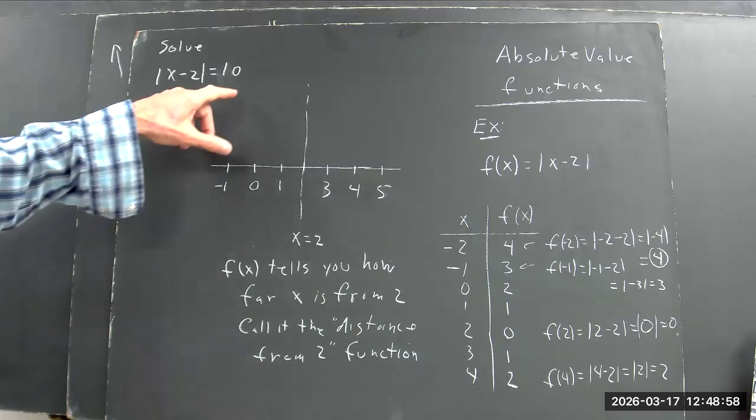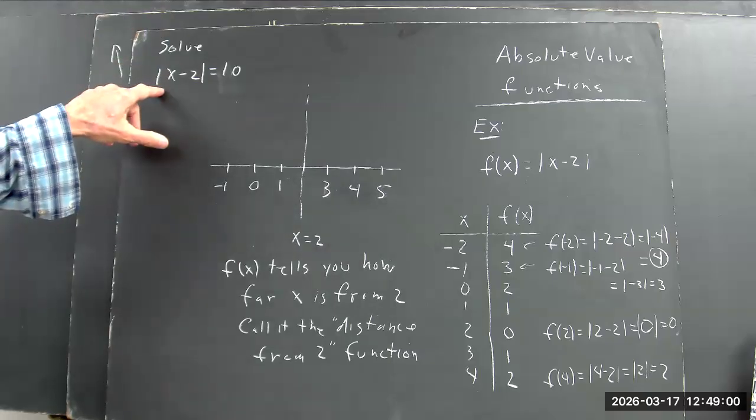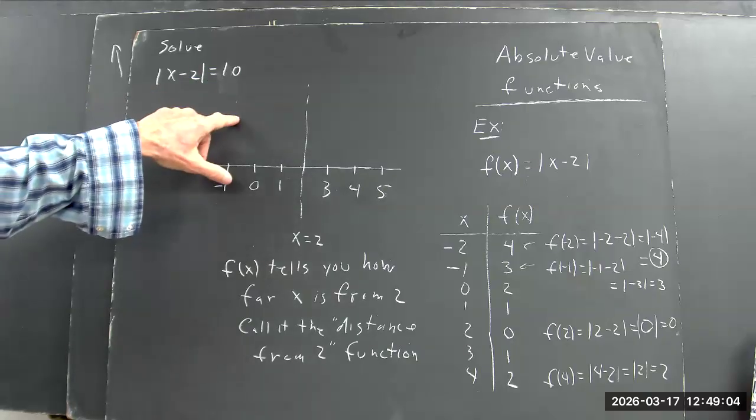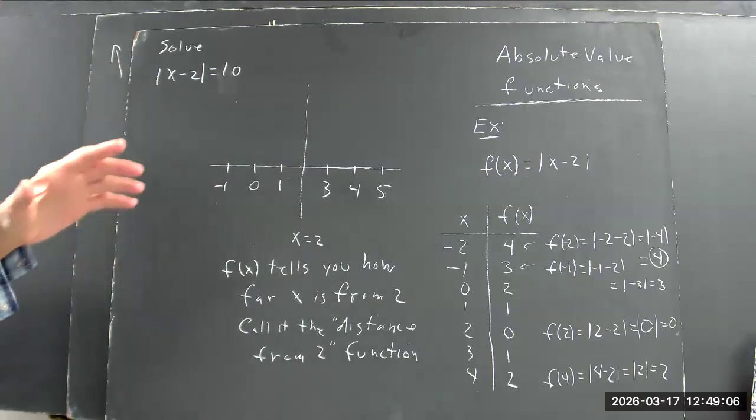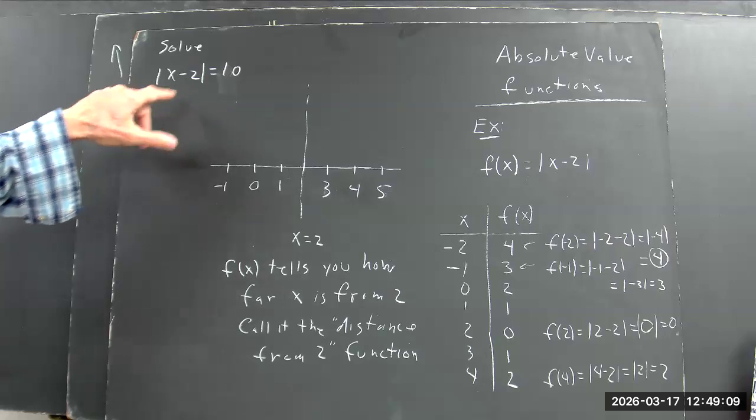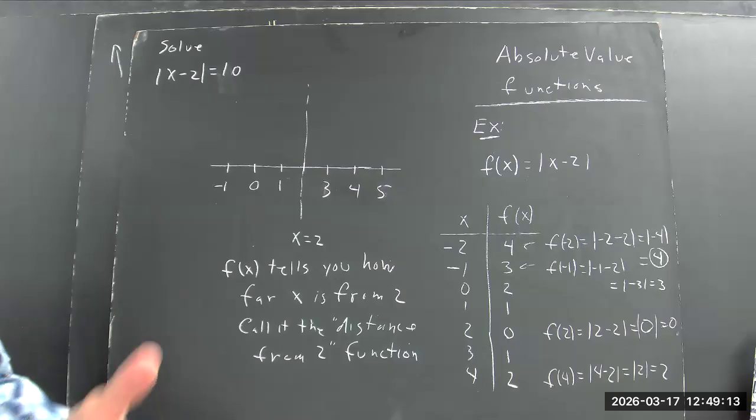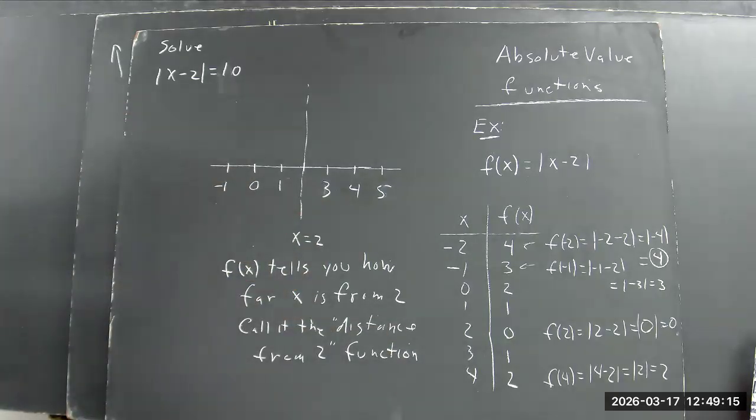So your solutions are going to be 12 and -8. Absolute value of 12 minus 2 is absolute value of 10, which is 10. Absolute value of -8 minus 2: -8 minus 2 is -10. Absolute value of -10 is 10. So pretty simple to do this.